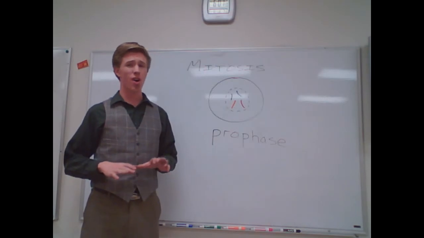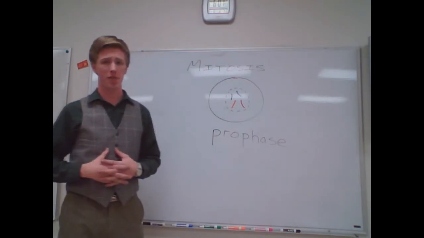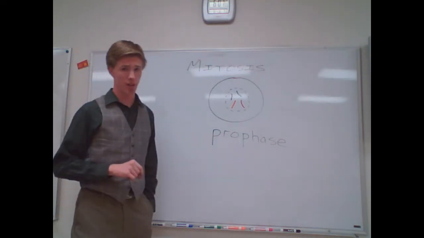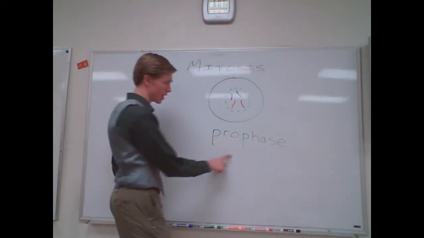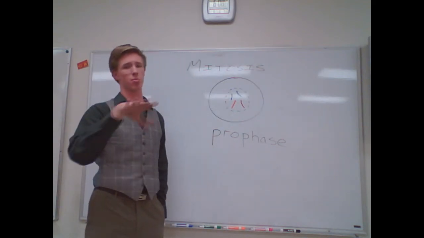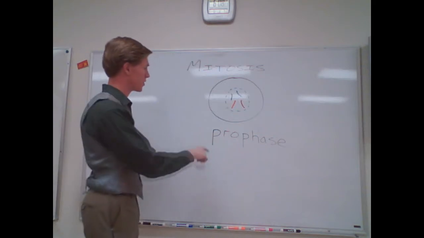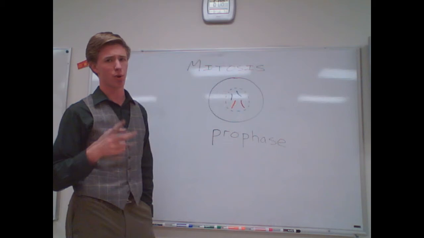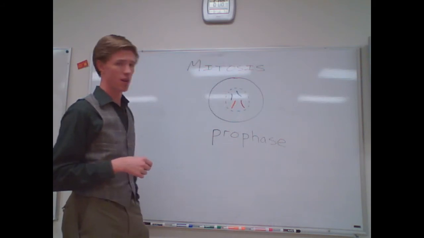Alright, so there are a few main phases of mitosis. The first one is prophase, okay? So I've got the word right here, prophase. So on your notes, put prophase, maybe in the middle of the paper or whatever. And underneath it, we've got a cell. Now, two important things happen in prophase, okay?